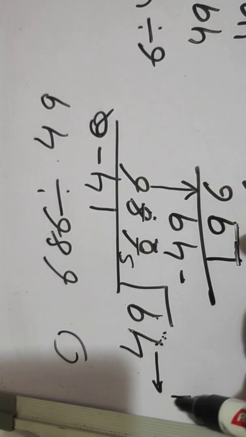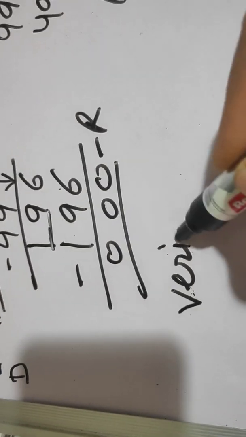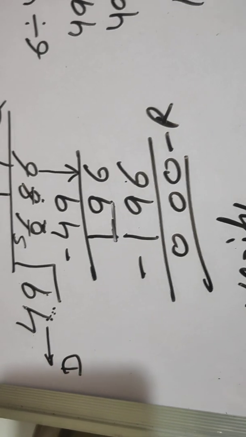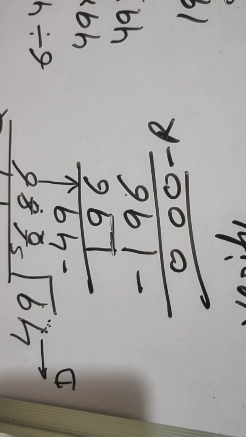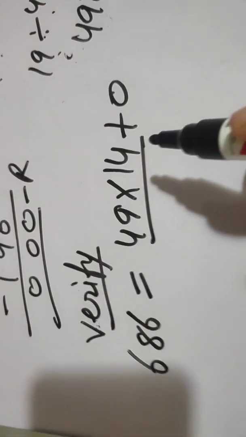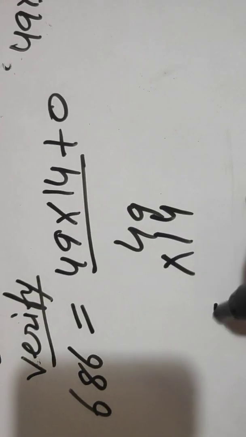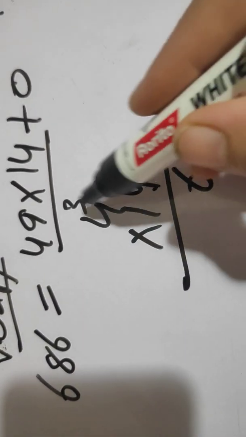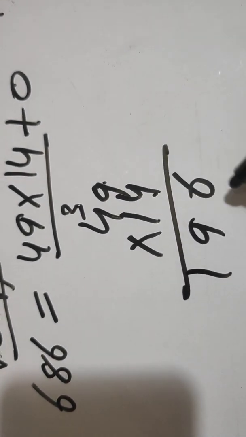Divisor is 49. You will verify your answer. How? Dividend is equal to divisor 49 multiplied by quotient 14 plus remainder. Now multiply these two. 49 multiplied by 14. 4 9s are 36, 3 here. 4 4s are 16 and 3 is 19. Now 10 multiplication we have to do.